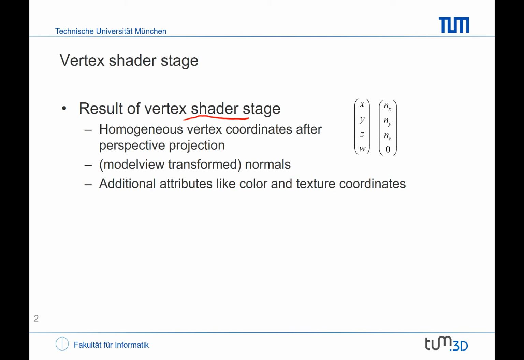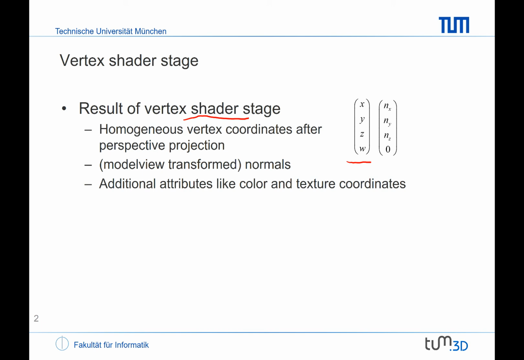So we have said that every vertex is transformed via the model view transformation and then via the perspective projection transformation. And this gives a vertex coordinate, a four-component vertex coordinate with a fourth homogeneous coordinate that is usually not equal to 1 anymore.